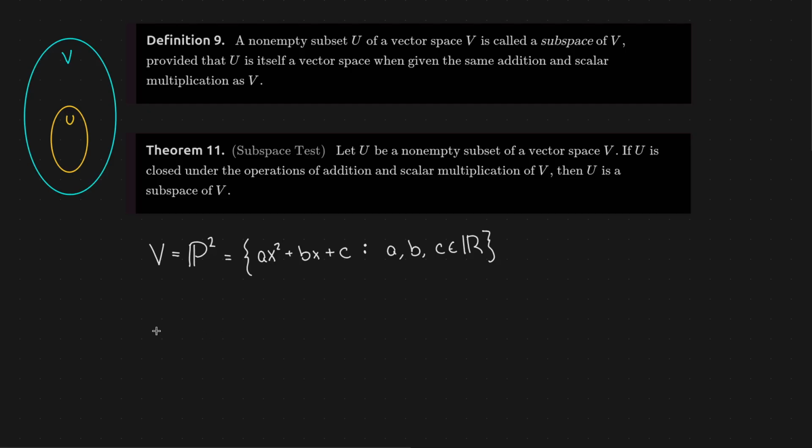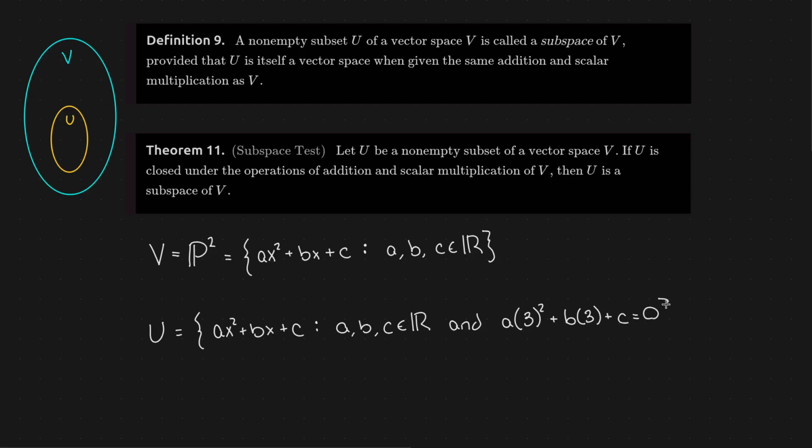The subset I'm going to pick, U, is going to be all degree 2 or less polynomials again, with real numbered coefficients, but I'm going to add one extra condition. When I plug in the number 3 for x into the polynomial, I get 0. In other words, 3 is going to be a zero of the polynomial, or a root of the polynomial function.